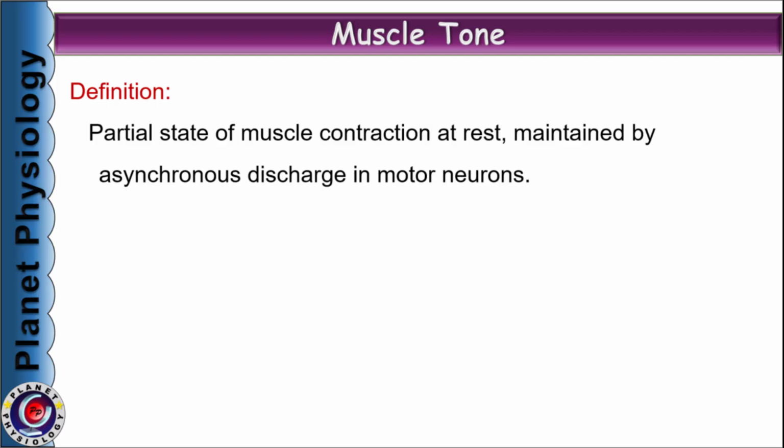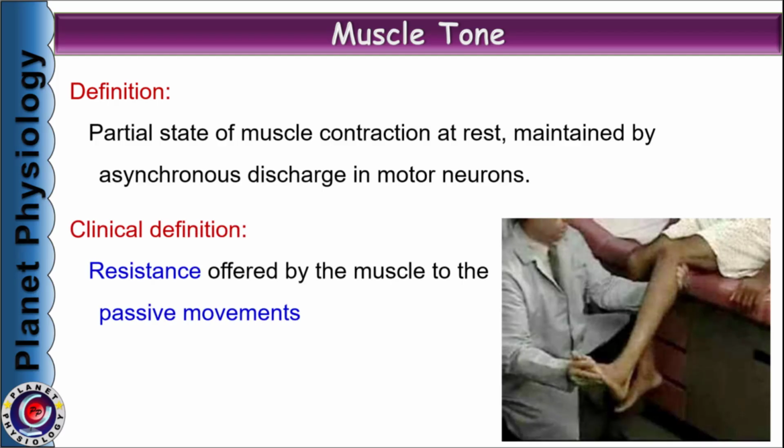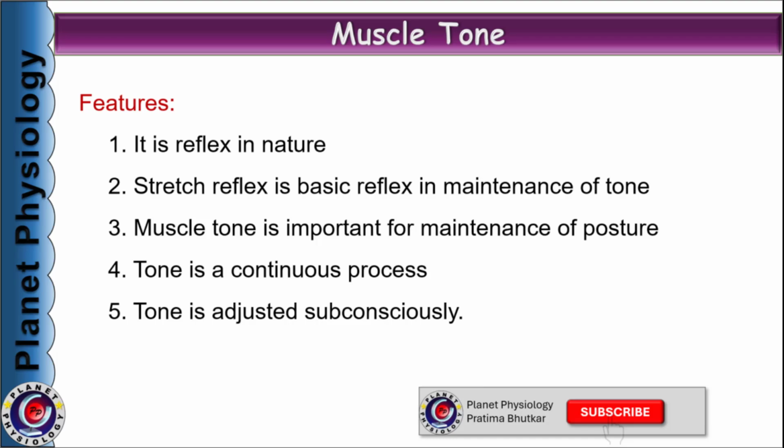Muscle tone is a partial state of muscle contraction at rest maintained by asynchronous discharge of motor neurons. Clinically, muscle tone is defined as resistance offered by the muscle to passive movements when the relaxed limb is moved by the examiner. The key features of muscle tone are: it is always reflex in nature, it is maintained by stretch reflex, it's crucial for postural maintenance, it's a continuous process and is adjusted subconsciously.